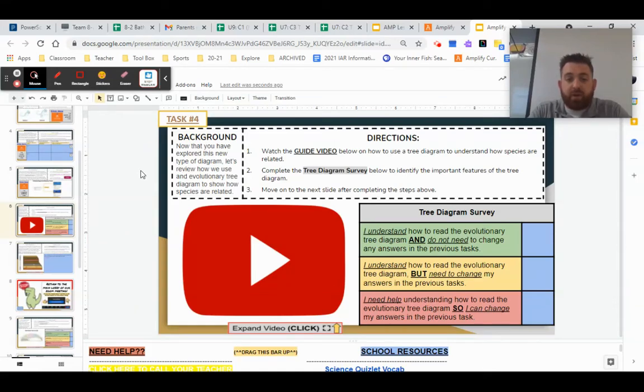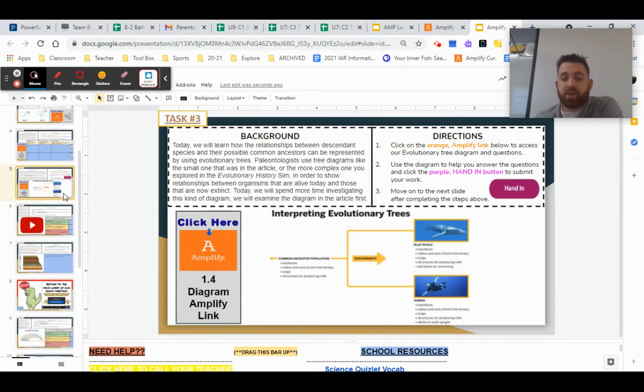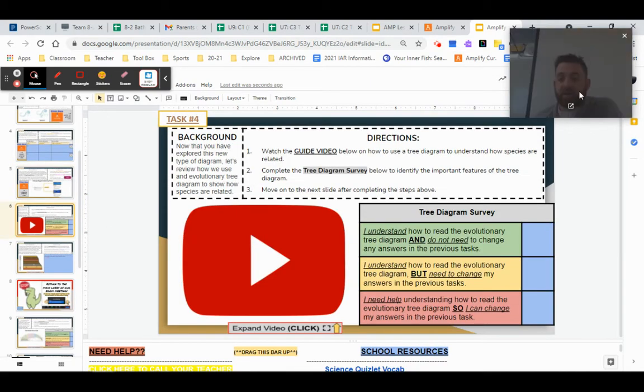Hey everybody, Mr. Regan here, and today we're looking at your Task 4 guide video that's going to focus on reviewing your actual Task 3 that you completed, where you looked at this evolutionary tree diagram and answered some questions in the Amplify page. So here's what this video is looking to accomplish.